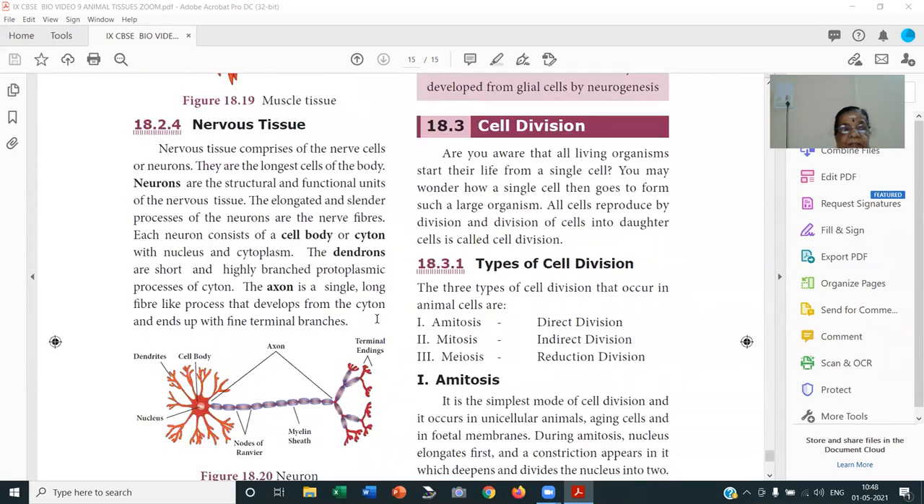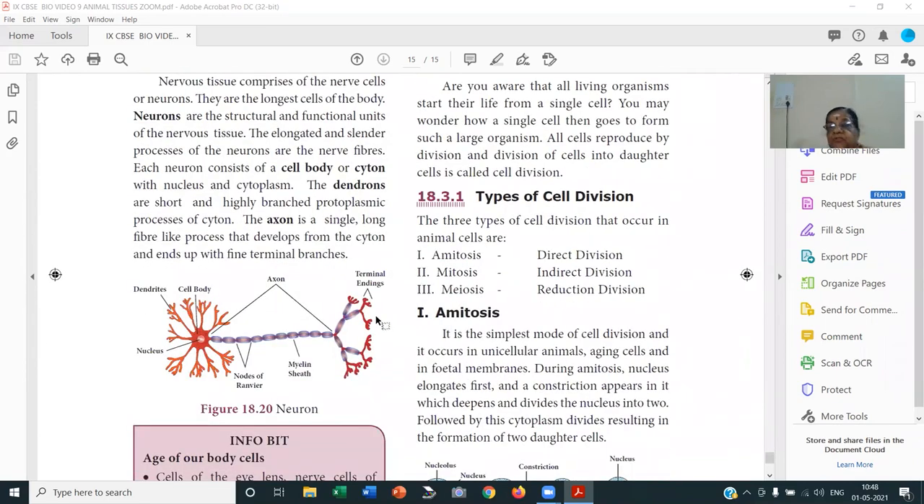Nervous tissue, again, we have learned in detail in the intro portion. Nervous part has a center, the cell body or cytoplasm with the nucleus and cytoplasm. That nucleus has Nissl granules. That cell body is also known as cyton. Correct? Now the cell body gives rise to branches, dendron, which in turn gives dendrites. Just remember that, recollect the point.